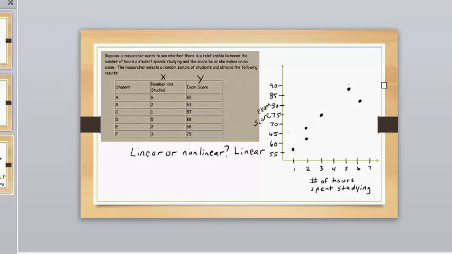The second question that's going to be asked is, assuming it's linear, does it represent a positive or a negative relationship? And this is simply found by looking at the direction that your points are moving in. Since our points here are moving from the bottom left of the graph to the top right, then this is going to be a positive relationship.